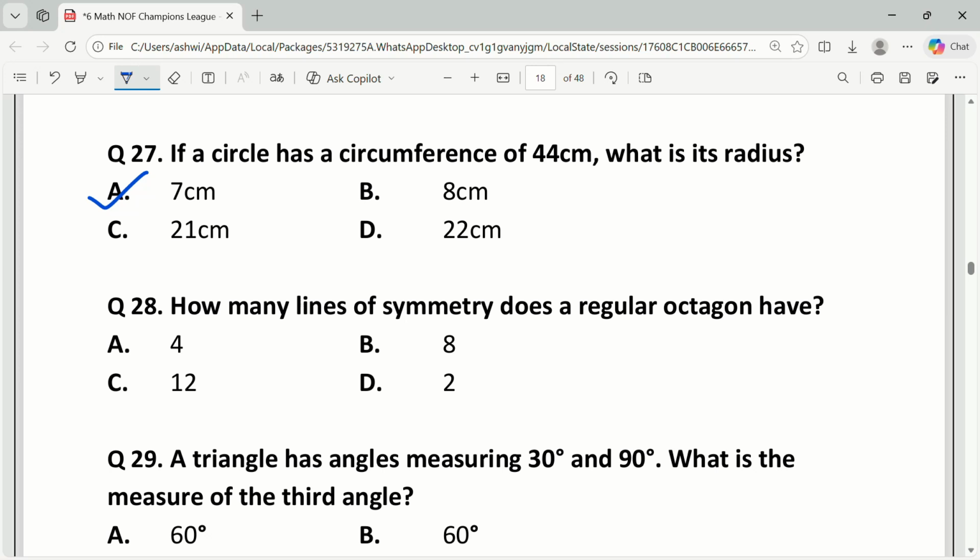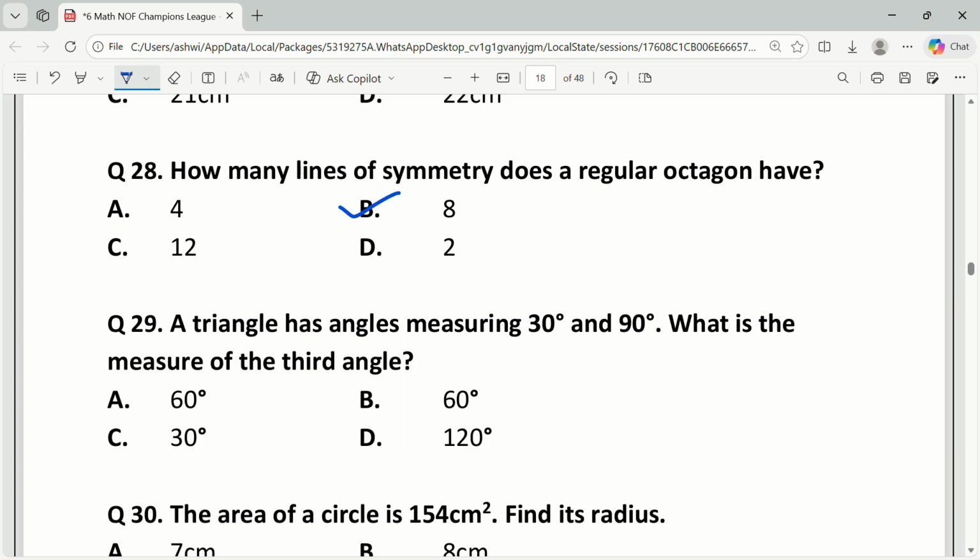How many lines of symmetry does a regular octagon have? A regular polygon with n sides has exactly n lines of symmetry. A regular octagon has 8 sides, therefore 8 lines of symmetry. Answer is B, 8.